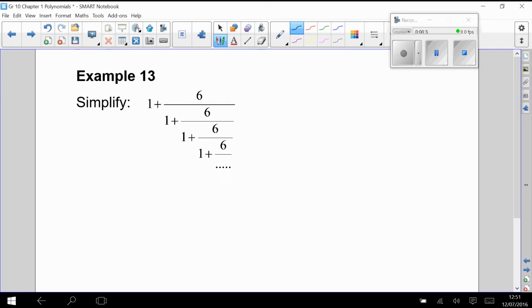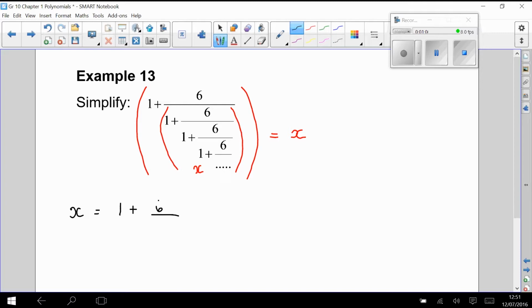What I'm going to do is take the whole expression and make that expression equal to x. But you can see by observation that if I just took away the first 1 plus and added it at the bottom, this expression in here, in fact, is also going to be equal to x. So if I write this out neatly, I've said that x is going to be equal to that whole expression of 1 plus 6 all over.